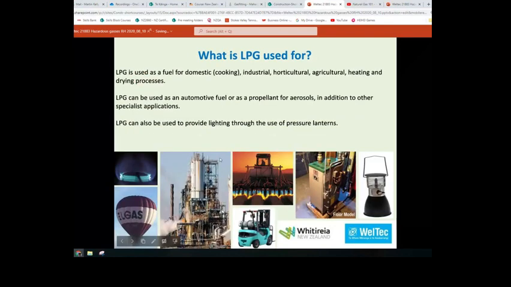What's LPG used for? A whole heap of things. Also used in vehicles. CNG, compressed natural gas, in the past was used in vehicles. That's sort of been phased out. So it's a whole large range of applications for gas.